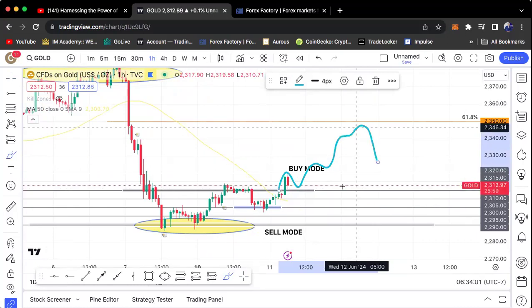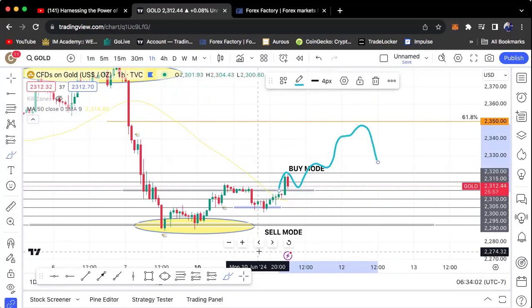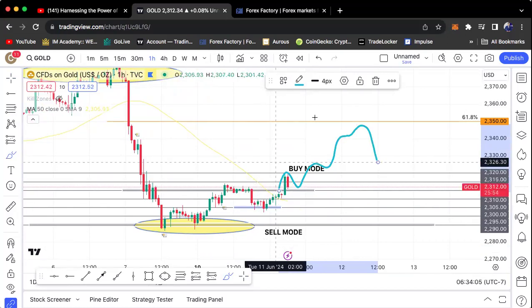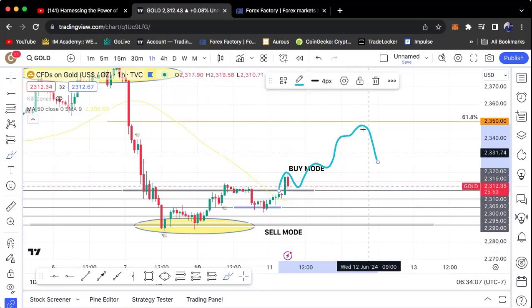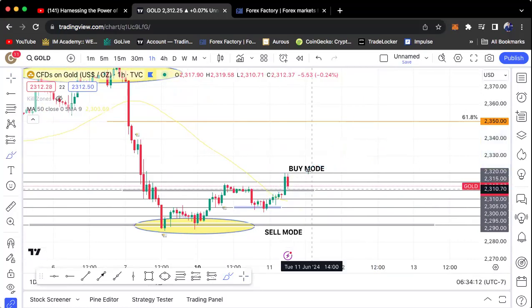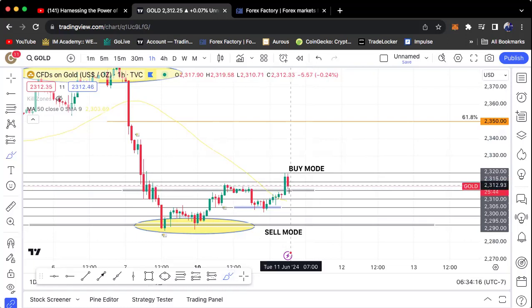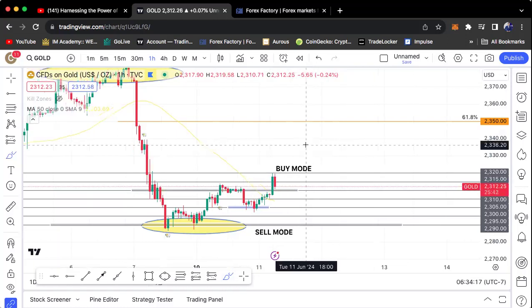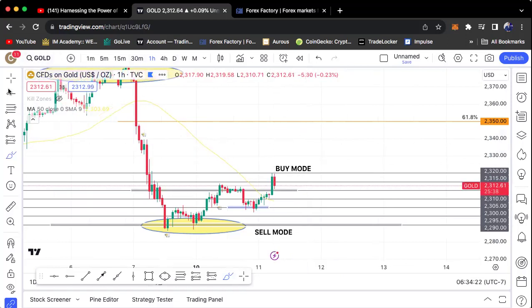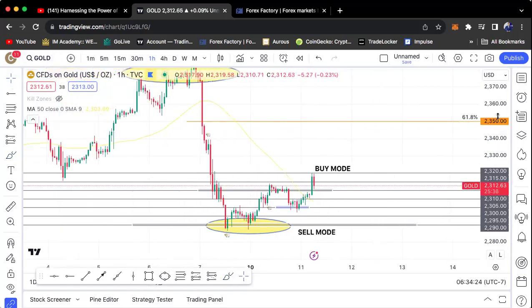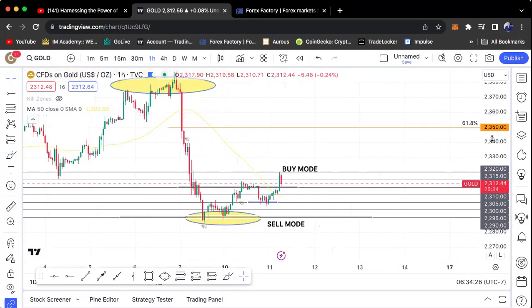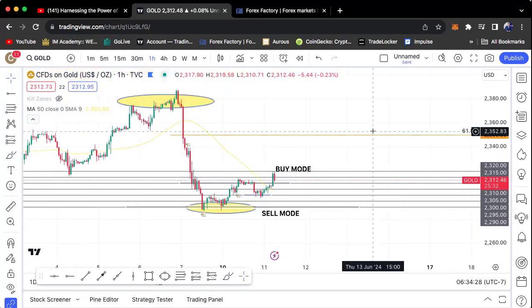Because remember, guys, we still have the interest rate coming up. We have CPI coming up, unemployment claims. So we're going to see a lot of movements happening in the market. Potentially with CPI, it could push price up, it can manipulate, it can do anything. Anything can happen.